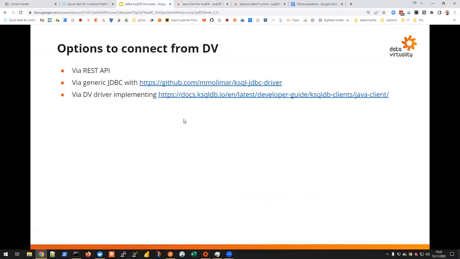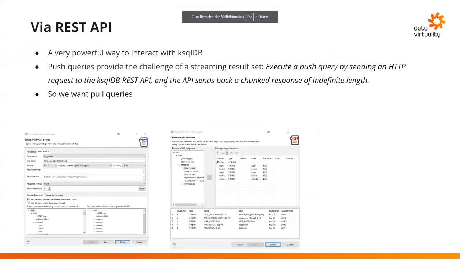All right, so let's take a look at the first option. The REST API is a very powerful way to interact with ksqlDB because there are many endpoints that you probably will not hit with SQL or with a JDBC interface. There's a whole documentation for the REST API there.